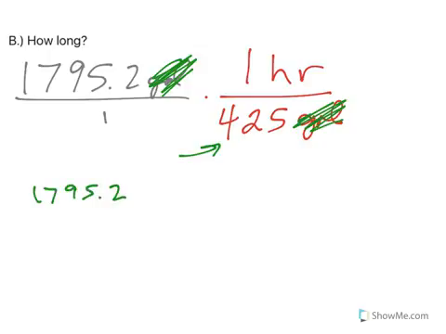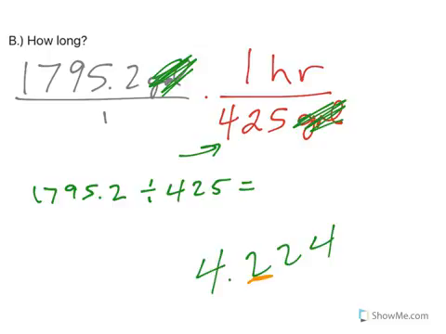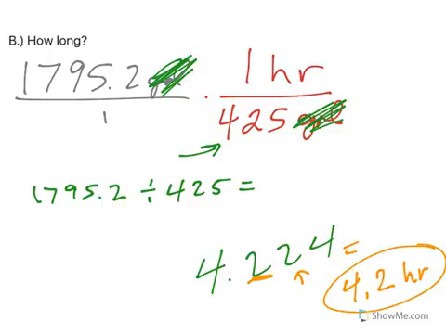So 1795.2 divided by 425, and I end up with 4.224. Round to the nearest tenth, 2 rounds down, so 4.2 hours is how long it's going to take to rid my office of water.